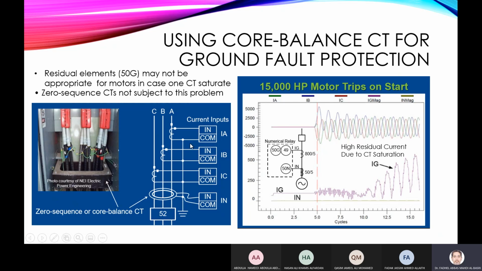But if I take the CT from each phase and we sum them, then this is 50G. We sum the currents IA, IB, IC. Whether it is by calculation or by connection, measuring the sum of the 3 currents, we call that 50G. And we have 50N.